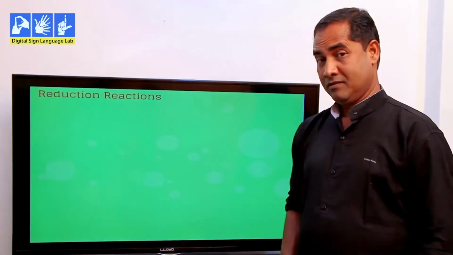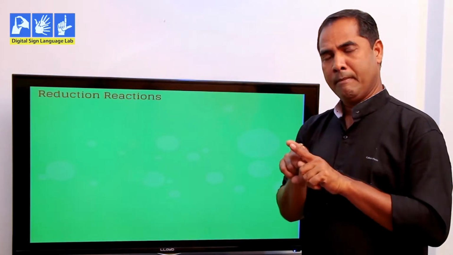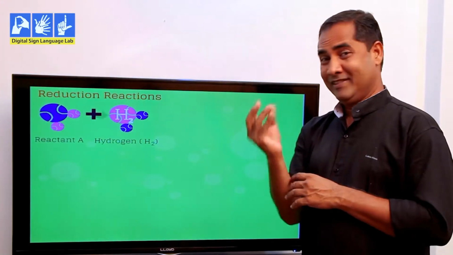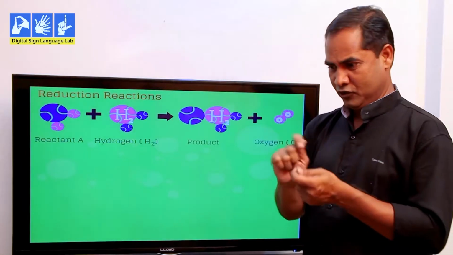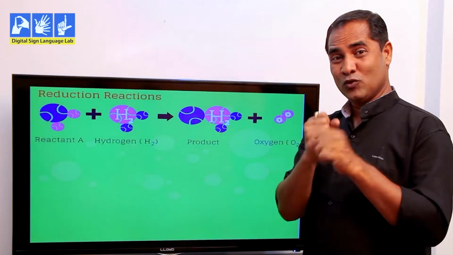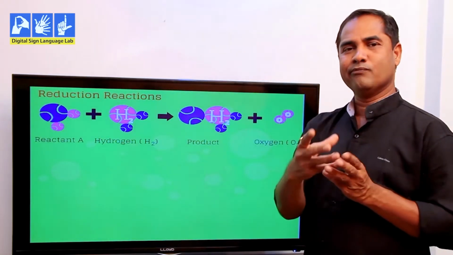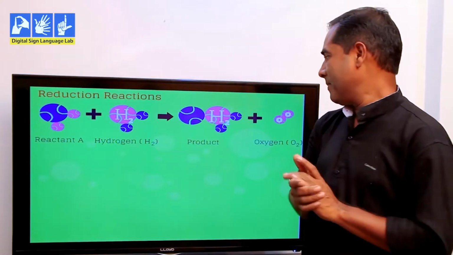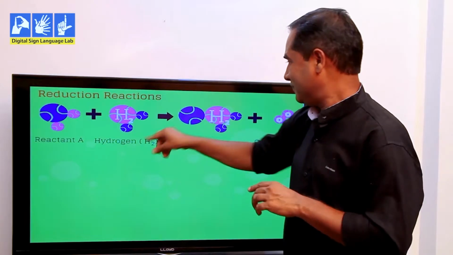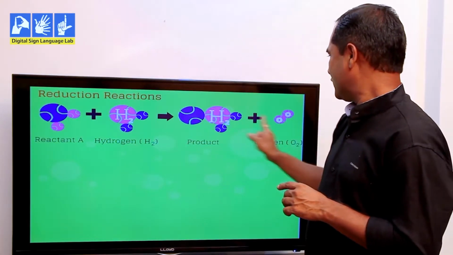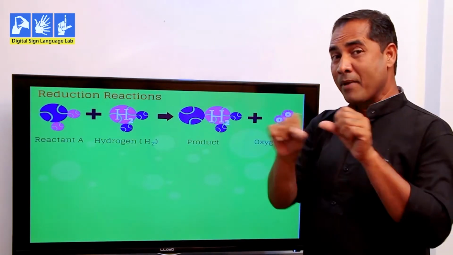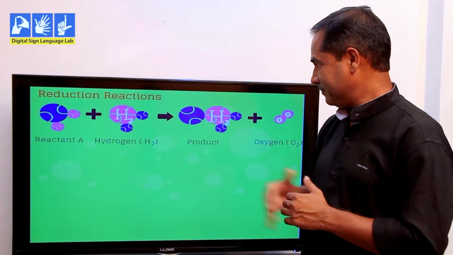The opposite of oxidation reaction is reduction reactions. Before we did oxidation, this is exactly the opposite of oxidation reaction. So here we add hydrogen, or we remove oxygen. It's the same process. So hydrogen is added and oxygen is removed. Let's see an example.